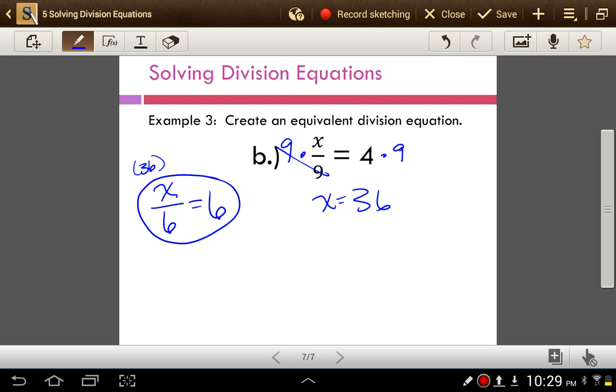Okay, try another one. Let's do x divided by, let's do 12 again. Okay, 36 divided by 12 is 3. 12 times 3 is 36. So, to solve this problem, x divided by 12 equals 3 would be an equivalent equation.